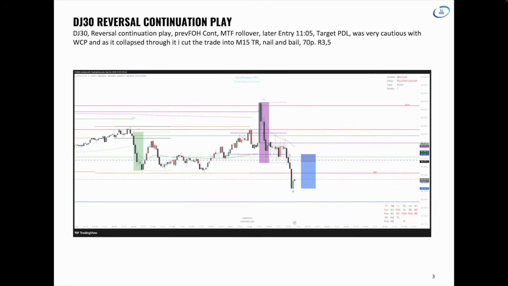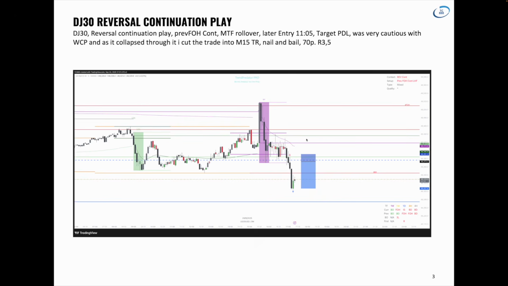So quickly the trade. DJ30, it was Wednesday this week, the 24th of September. It's a reversal continuation play. So here let's go through my journal entry. Reversal continuation, previous fake out high continuation. So the previous day was a fake out high. I will explain this in the video in depth.